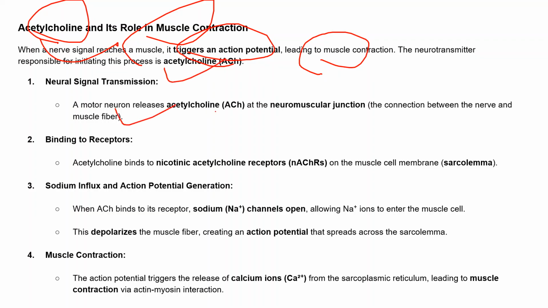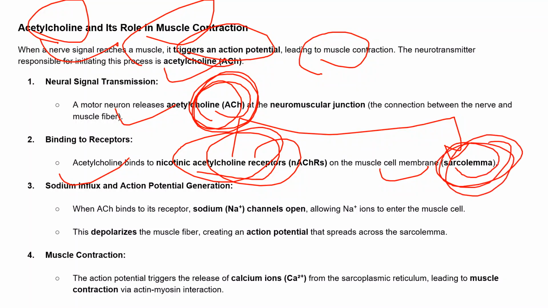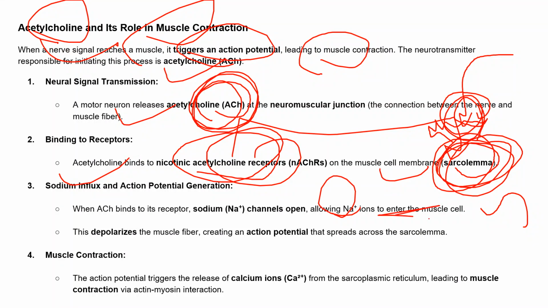So the motor neuron releases this neurotransmitter at the neuromuscular junction, and then it will bind to what kind of receptors? These nicotinic acetylcholine receptors, and these receptors are present on the muscle cell membrane, and we call the cell membrane the sarcolemma. So on this sarcolemma, the nicotinic acetylcholine receptor is there. Acetylcholine will come and bind to the receptors, and when it binds, the sodium channel opens, and this allows the sodium ions to enter the muscle cells.